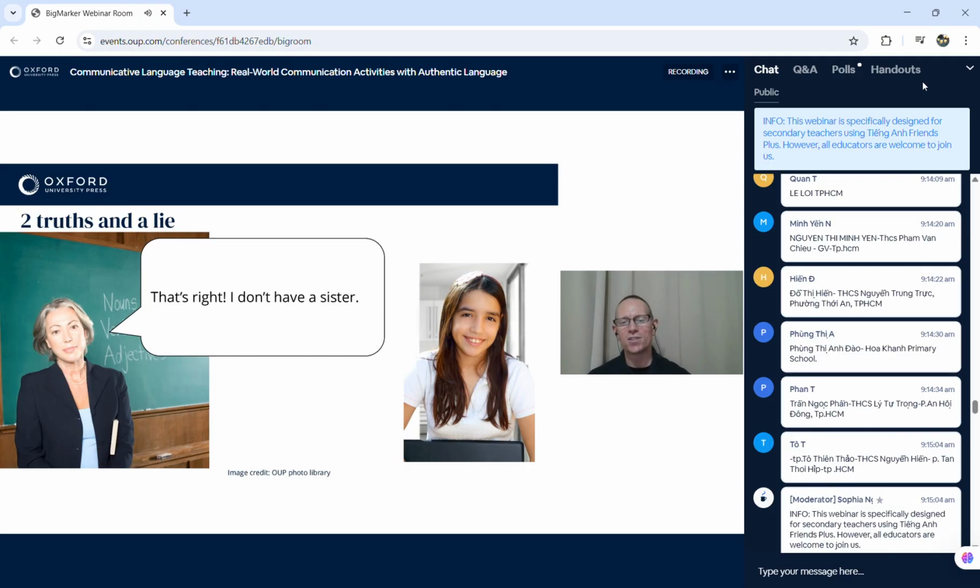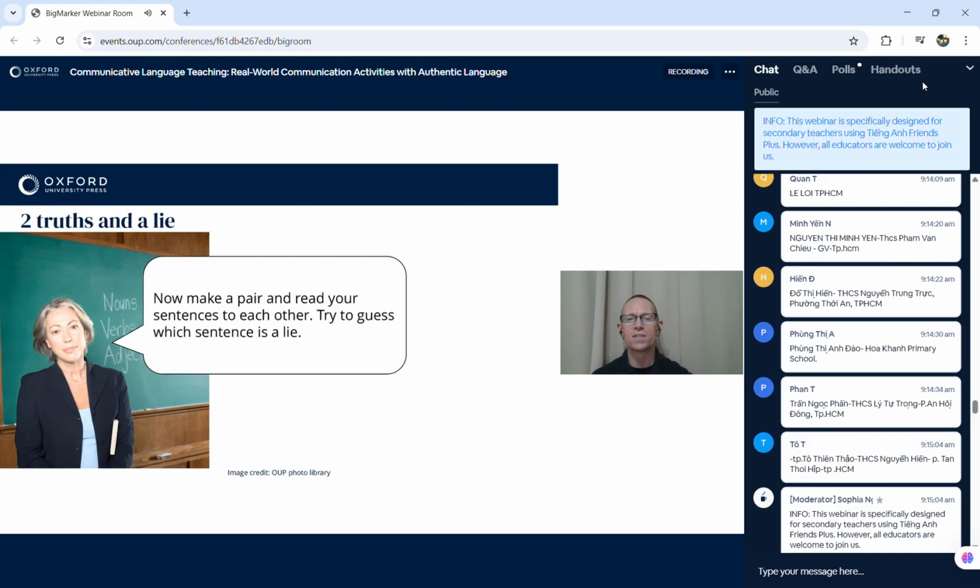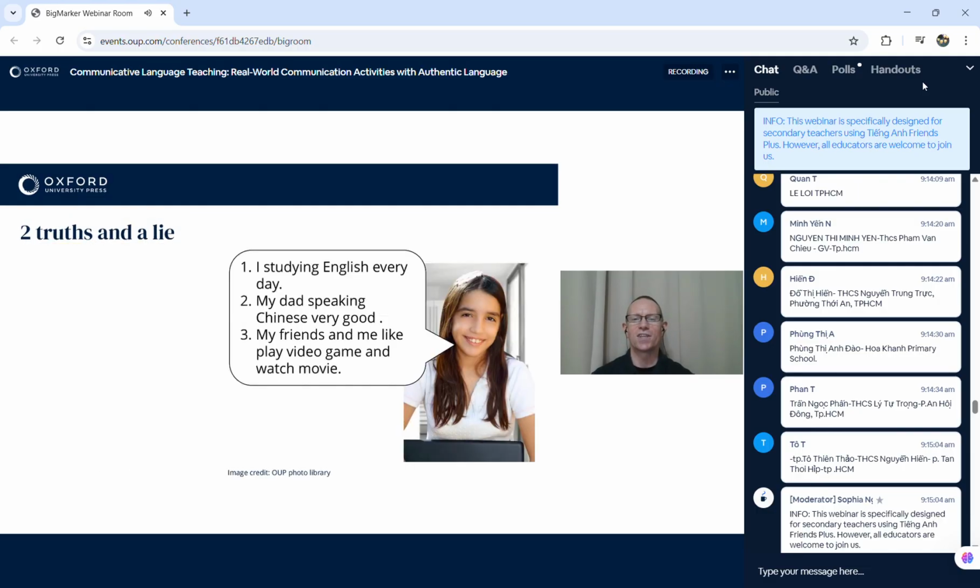Okay, so that's the instructions and the demonstration part. Next, the students are going to try it out. Here are the instructions. Please write your own 3 sentences. 1 sentence will be a lie. You have 5 minutes. So again, a time limit to prepare. And once the students have prepared, now make a pair and read your sentences to each other. Try to guess which sentence is a lie. Then students will make their pairs at their desks and read their sentences to each other.